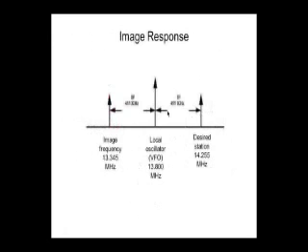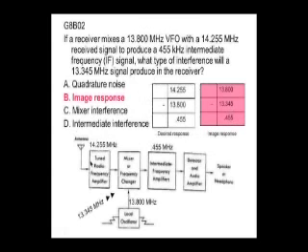Let's take a look at the next slide. There's something called image response. And here's the signal that I want to come through, but my VFO signal, my 13.8, can also mix with 13.345 to give me an intermediate frequency of 455 kilohertz or 0.455 megahertz. Okay? So I can get an image frequency coming through also. And that's what this is: image response. Let's take a look at the block diagram again. And here we can see what I just showed you in that other slide.